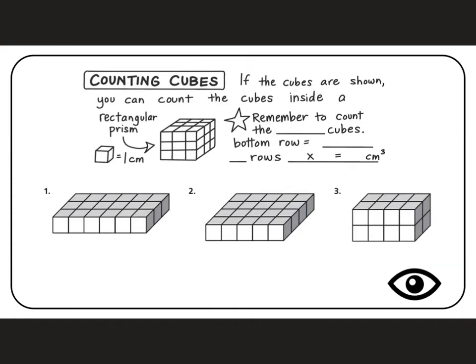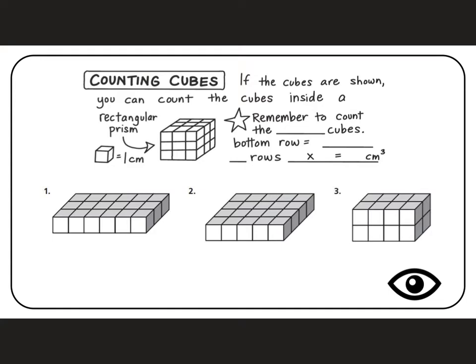All right, friends, today we're going to dive into volume. Volume is the amount of 3-dimensional space that a shape contains. We've talked about area and perimeter before, but when we talk about volume, we're not just talking about a flat shape. We're talking about a 3-dimensional amount of space. It includes length and width and height.